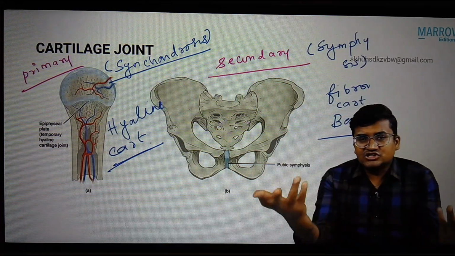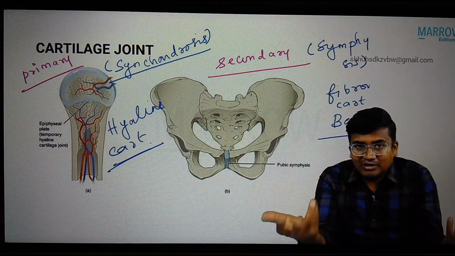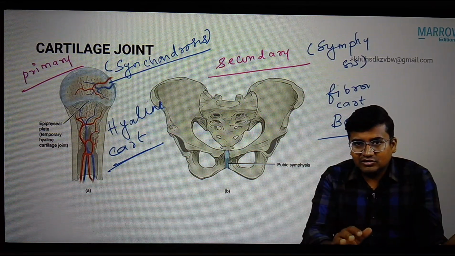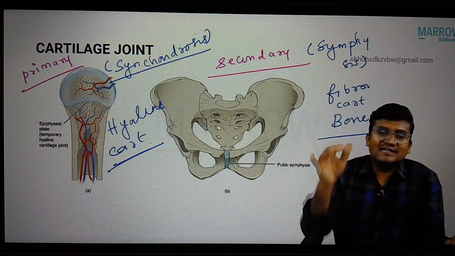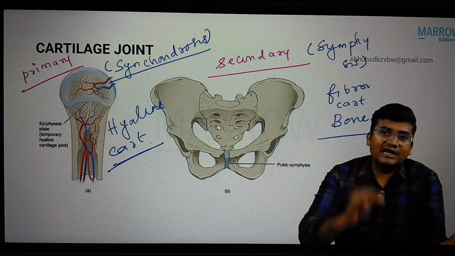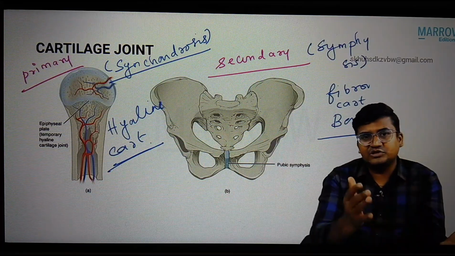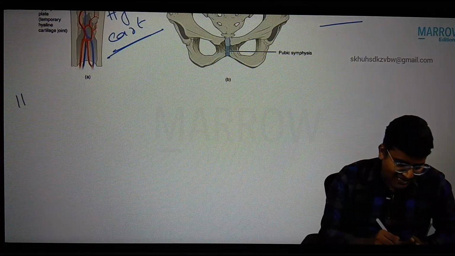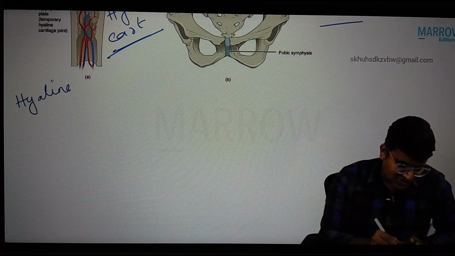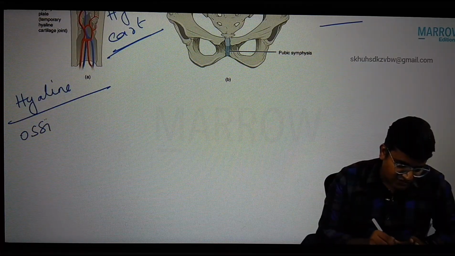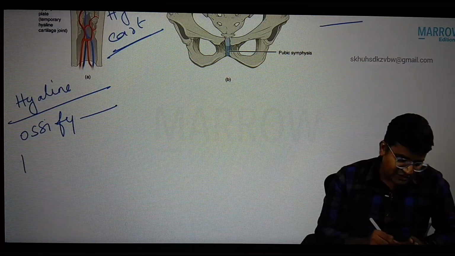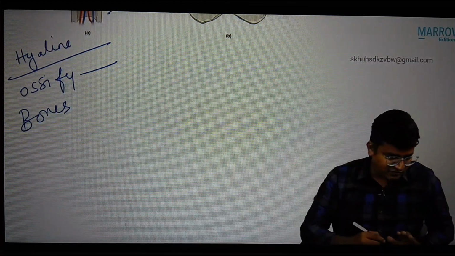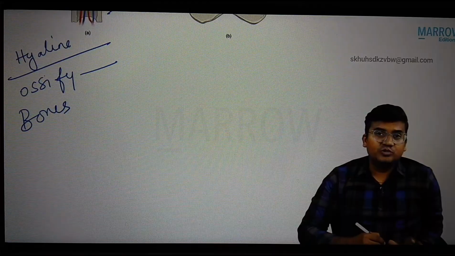Now in that case, the joint is not permanent. At some point of time, this joint will disappear. So the primary cartilage joint is a temporary joint. Why? The hyaline cartilage ossifies and transfers to bones. So please write here, the hyaline cartilage will ossify and transfer to bones.